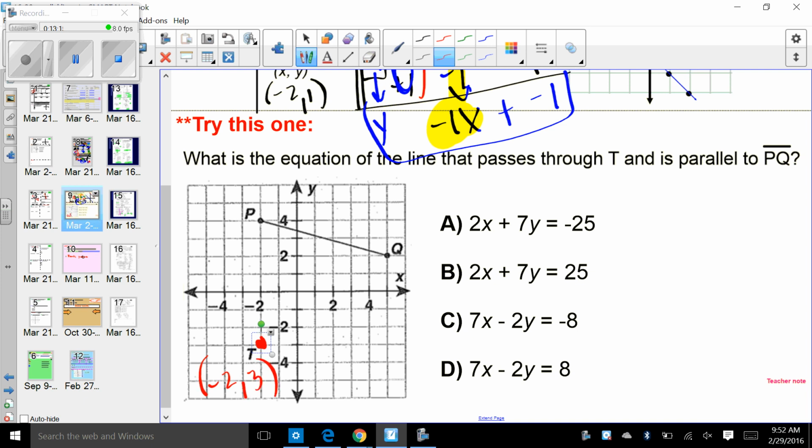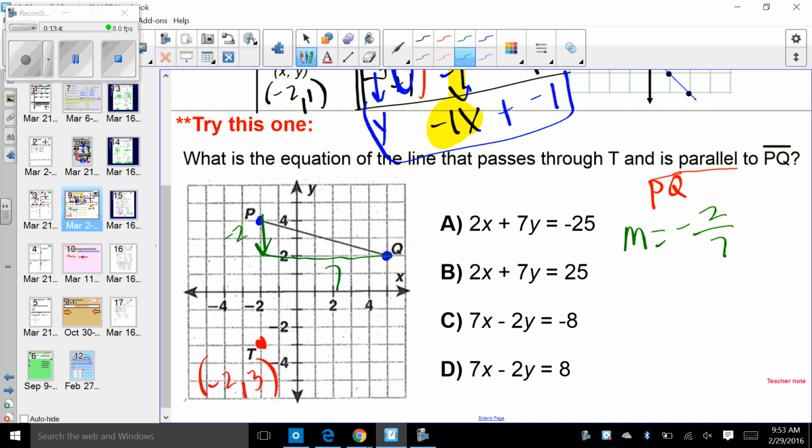So what we're looking for is a parallel line to PQ. So let's first of all write the equation of the line PQ. Line PQ, we're not sure of the y-intercept there, but we know that it has a slope. Here's my slope. Here are my two data points. It looks like we're going to go down 2 over 7. So my slope is down 2 over 7.